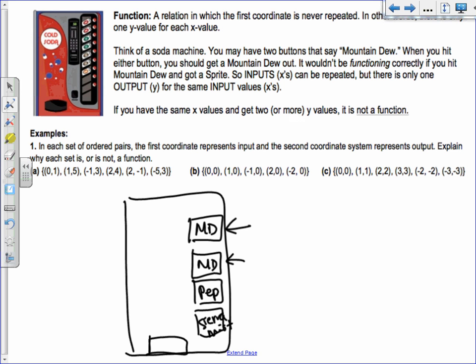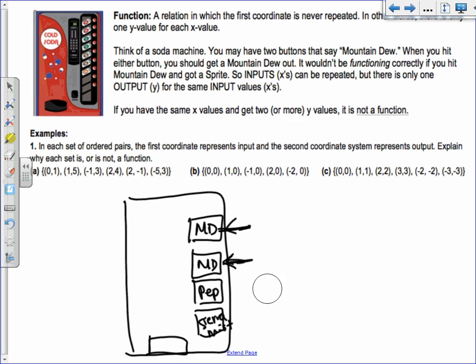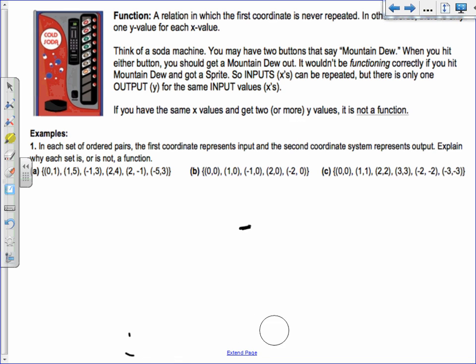Mountain Dew, right? If I hit Mountain Dew and out comes a Pepsi, right, something's wrong with the machine. It's not functioning properly, right? Does that make sense? So if you hit the same input, and for one of them you get a Mountain Dew, but you hit another one with the same input and instead you get Pepsi, that doesn't make any sense. It's not functioning, right? You were supposed to get that one specific thing that went with that one button. You were supposed to get Mountain Dew. But you could have the same x value, you just always get the same y value out with it. Okay, so that is going to be a function. So it says if you have the same x values and get 2 or more y values, it's not a function.